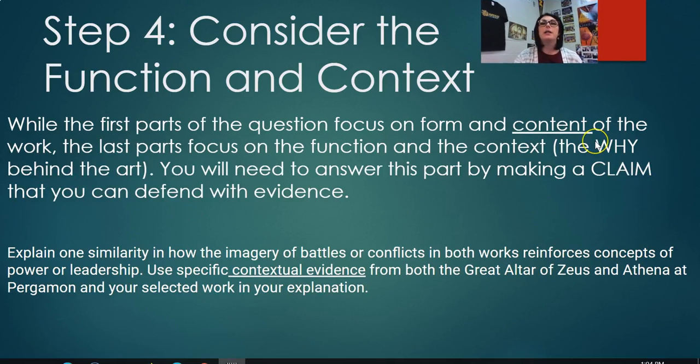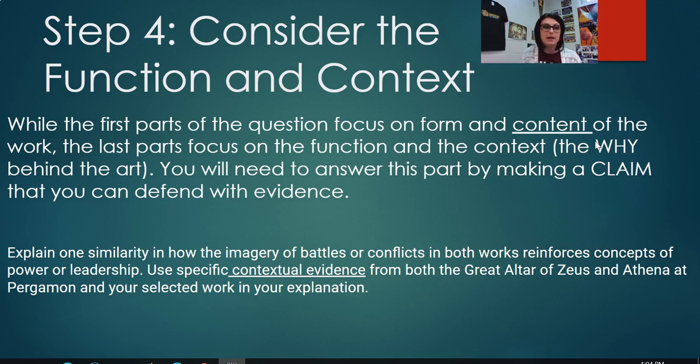Now, the last part of it. So far, we've considered the form, how it's made. We've considered the content that's similar. We've used specific evidence from the content to prove our similarity or differences. Now we're going to look at the function, right? What this was for, okay? So while the first part of the questions focus on form and content, the last parts of these focus on how you are going to use the function and the context, okay?